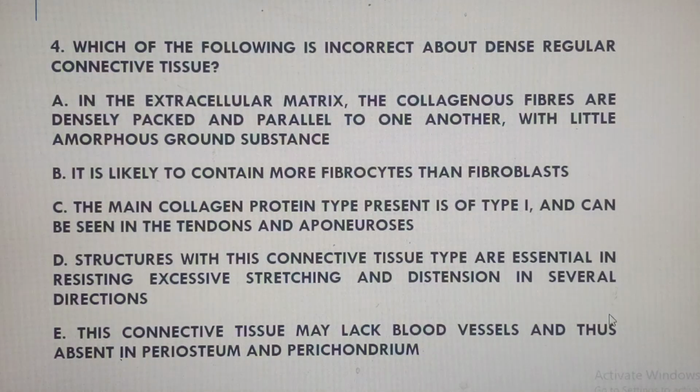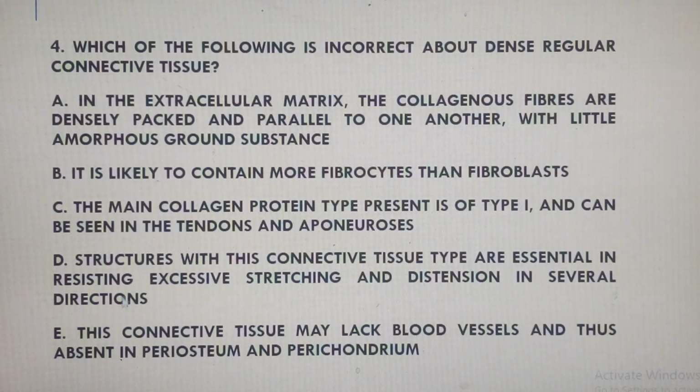Now, option E says this connective tissue may lack blood vessels and thus is absent in periosteum and perichondrium. Yes, indeed, they are absent in periosteum and perichondrium because in these areas they should be dense irregular, not dense regular. But of course, connective tissue generally has blood vessels. Beneath every epithelium, there should be a connective tissue to nourish the epithelium above it, through the basement membrane. So these ones will not lack blood vessels. So with this question, the correct answer is going to be option E.